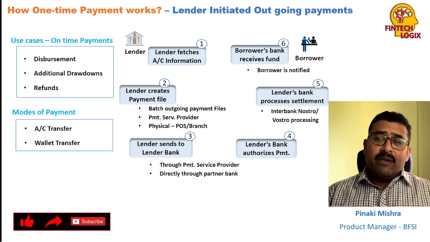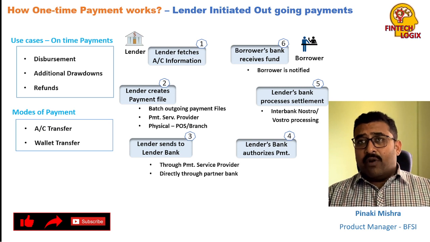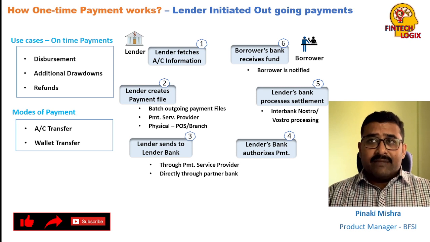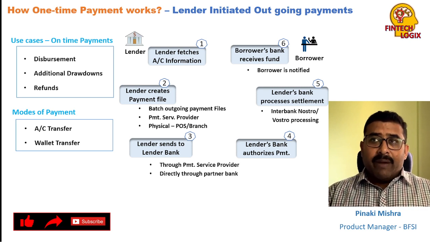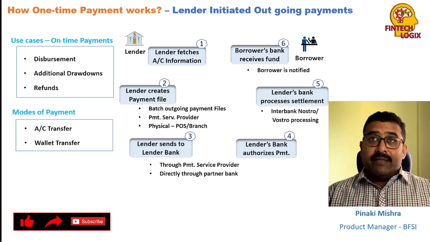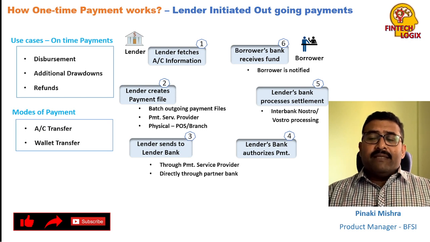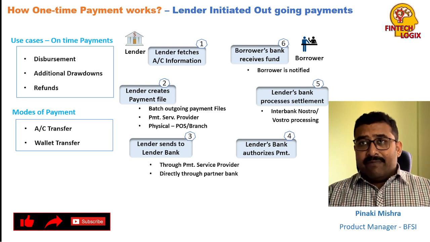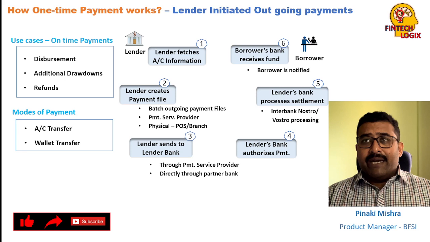Here the same terminology of interbank nostro and vostro processing comes into the picture, based on the terms and conditions and balance exchange rules between two banks. Here we are referring to the lender's bank and the borrower's bank. The settlement would happen. As the settlement is processed, the borrower's bank would receive the fund. Normally in the scenario of RTGS, it happens in real time, or it can also happen by the end of the day. And as the borrower's bank receives the fund, the borrower is notified.